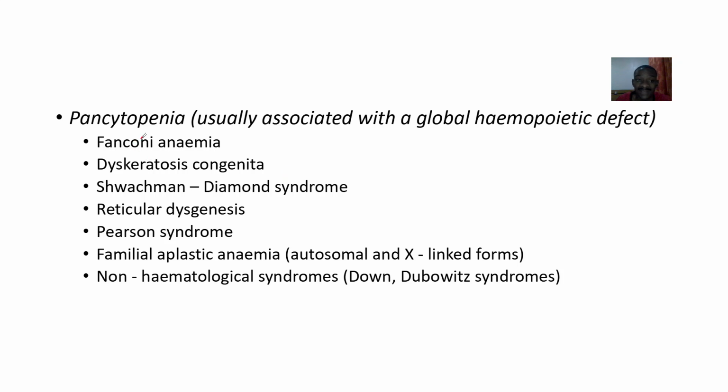Pancytopenia, this one is usually associated with what? A global hemopoietic defect. Examples of diseases under pancytopenia are Fanconi anemia, dyskeratosis congenita, Shwachman-Diamond syndrome, reticular dysgenesis, Pearson syndrome, familial aplastic anemia, and non-hematological conditions like Down syndrome, right?